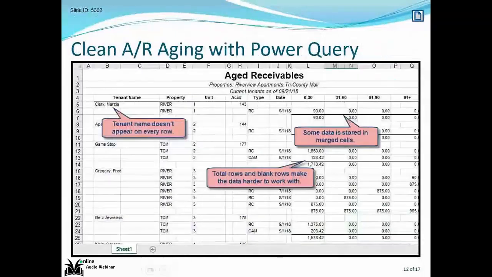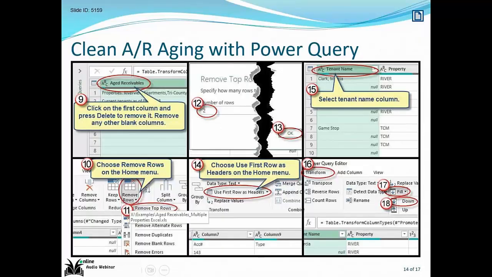So this brings us to Power Query. Power Query is a tool that we can use to transform reports such as this one into analysis-ready formats. On the Home menu, I can click Remove Rows. I can say Remove Top Rows. It says 2 here, but I'm actually going to get rid of 3 rows and then click OK. And then I'll say Use First Row as Headers.